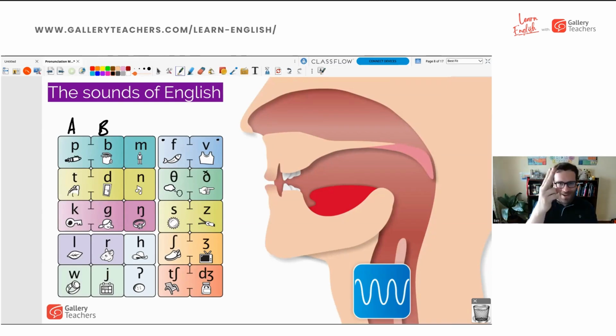You take two fingers, put them on your Adam's apple, put them on your voice box. Feel the difference. Can you feel the difference? So that's the difference between a voiceless sound and a voiced sound. Yeah, it is. It's like a string vibration, isn't it?